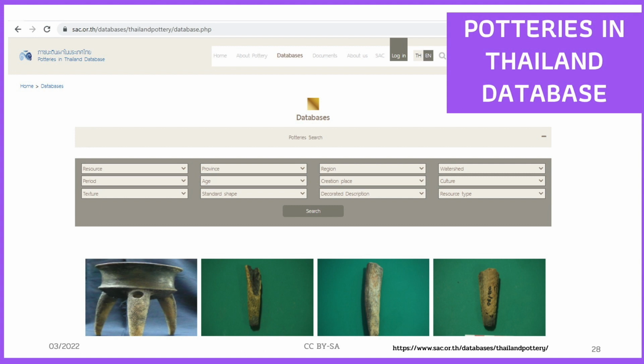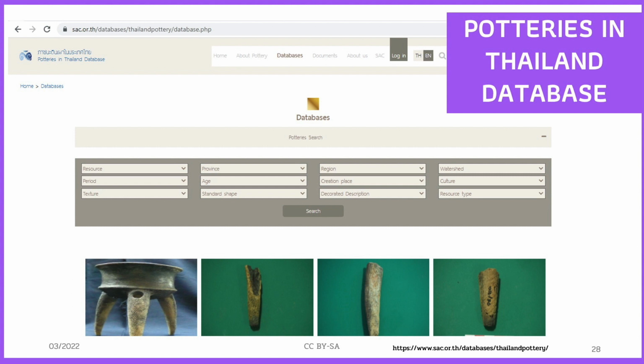The SAC started by developing the Physical Anthropology in Thailand database and the Pottery in Thailand database, as cultural objects of people in the past and as ancient objects that are found in many archaeological sites. All data in the database is derived from studies that have been presented to the public, either in the form of research, theses, books, reports, articles, or online data.